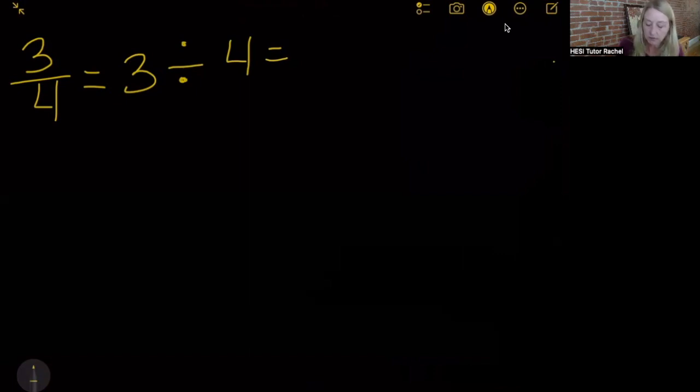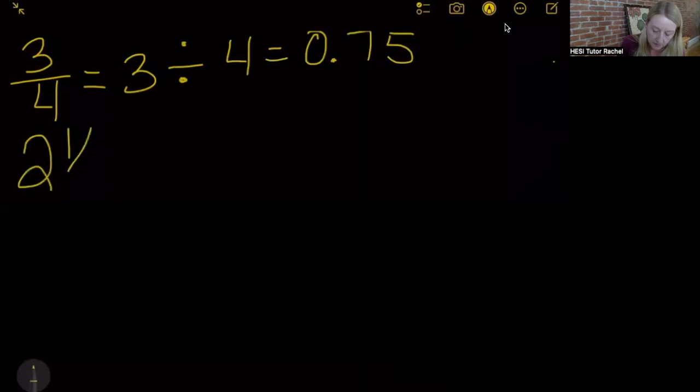So punch in 3 divided by 4 and you'll get 0.75. And so that is mathematically equivalent to the fraction 3/4. So 3/4 is equal to 0.75. And no matter what fraction you have, you can always take the number on top, which is also called the numerator, divide it by the number on the bottom, which is called the denominator, and that will get you the decimal.